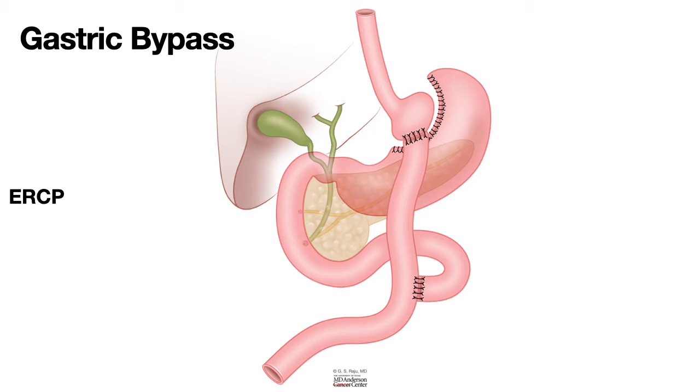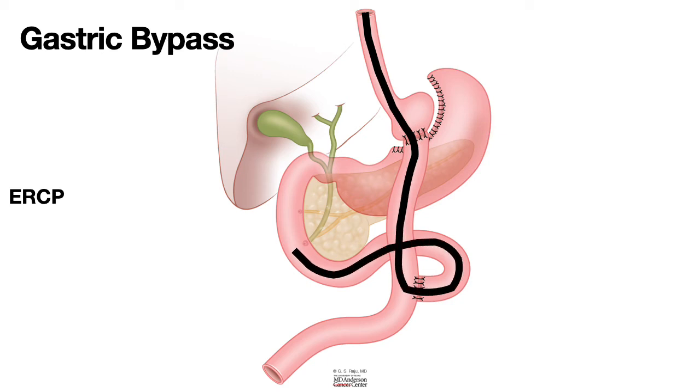So let us look at this long circuitous route: esophagus, gastric pouch, gastrojejunostomy, jejuno-jejunostomy to the ampulla, and then contrast injection and completion of the ERCP. As you can see, this is a long circuitous route. The technical success is not great.